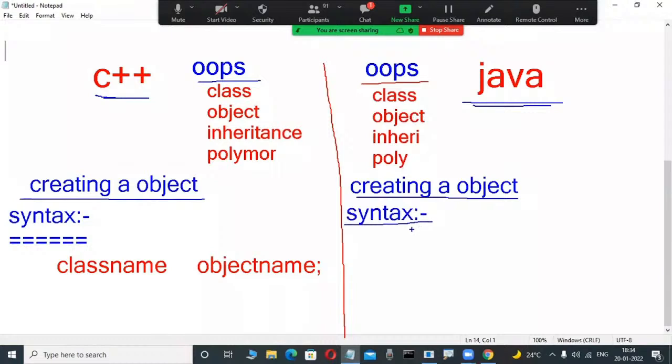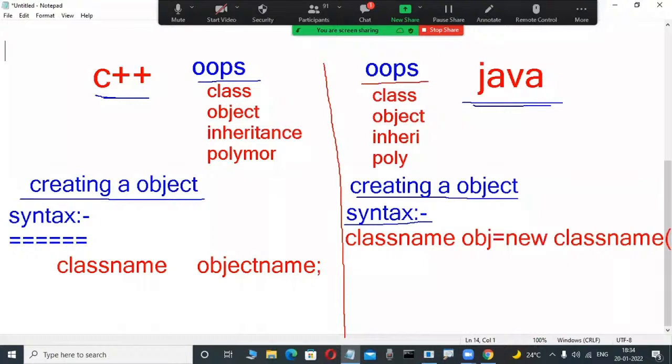Now tell me. Yes, very good, some fellows are telling correctly: class name, object name is equal to new class constructor. Is some other syntax there or not? That's why these two languages are syntactically different. Conceptually, OOPS concepts are the same, but syntactically different, and functions also are totally different.